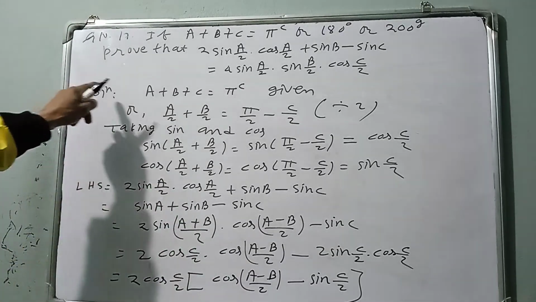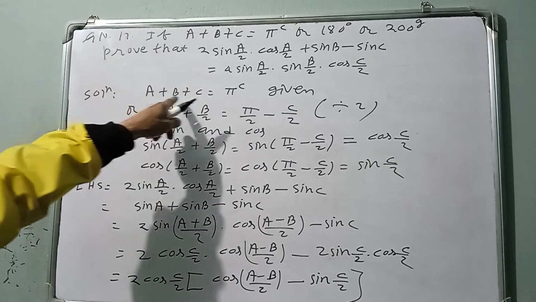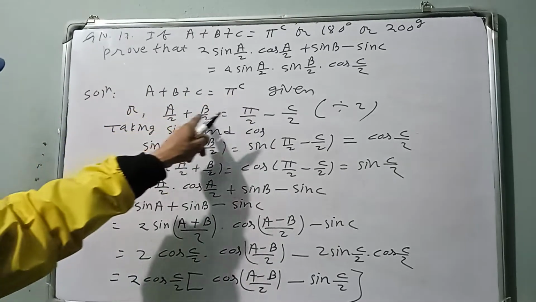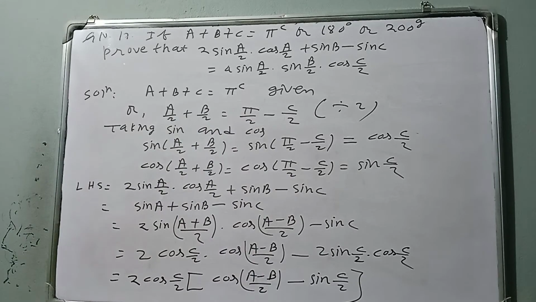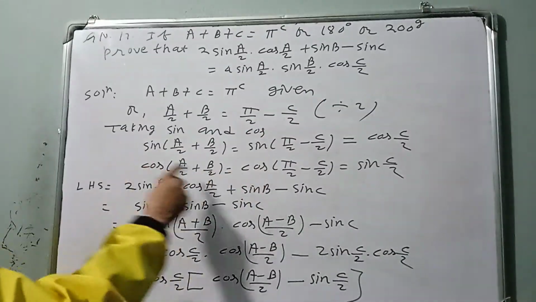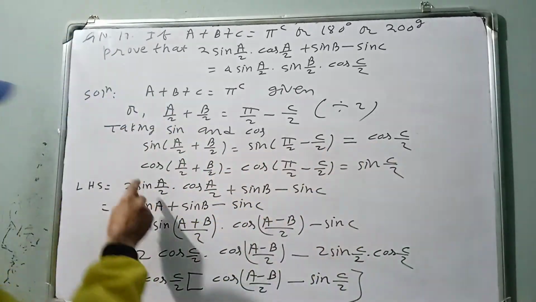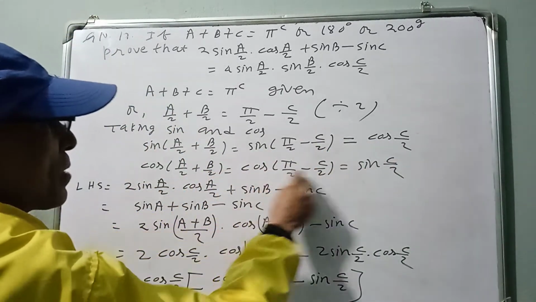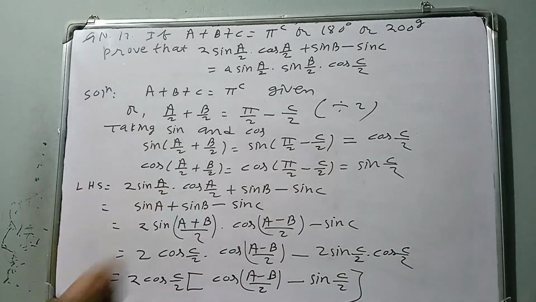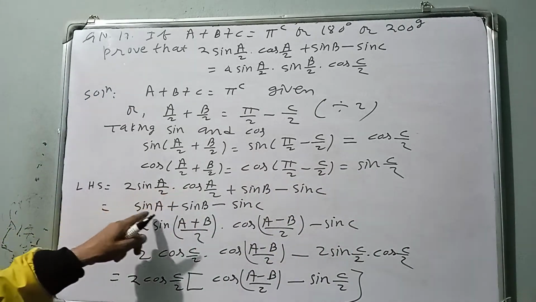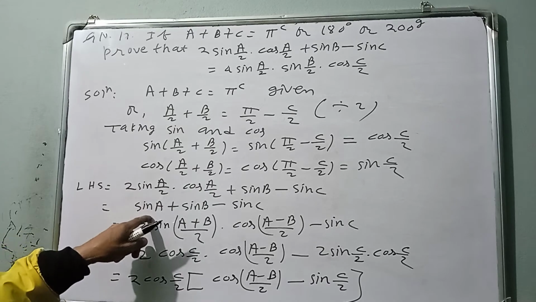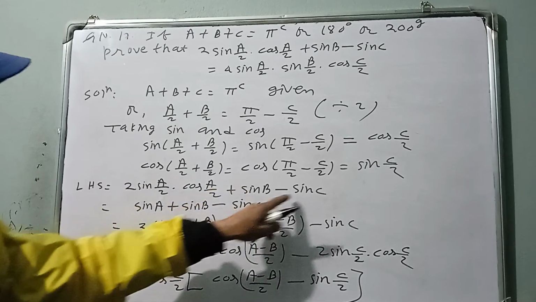Now, I will explain once more; this has to be erased. A plus B plus C equal pi. A by 2 plus B by 2 is pi by 2 minus C by 2. The RHS is sub multiple. Taking sin and cos: sin 90 minus A is cos A; take cos, cos 90 minus A is sin A. Left side, 2 sin A by 2, cos A by 2, sin A. Sub multiple. Sin B minus sin C.